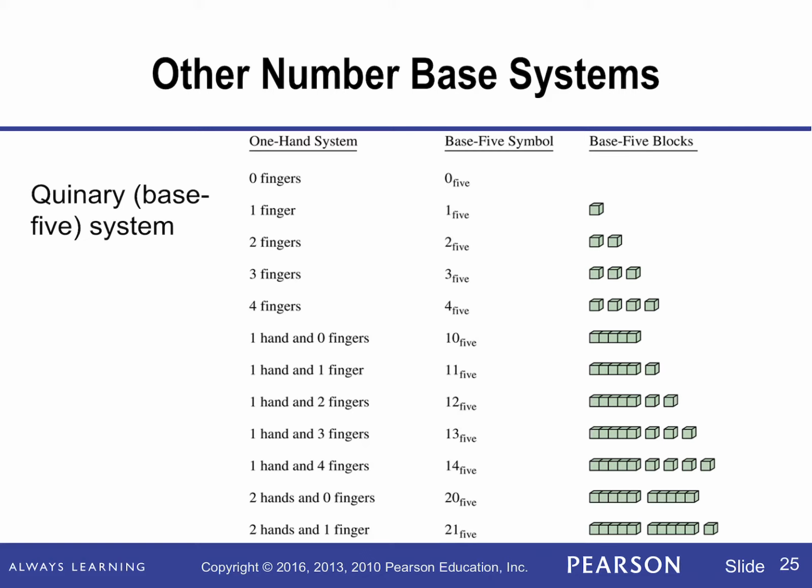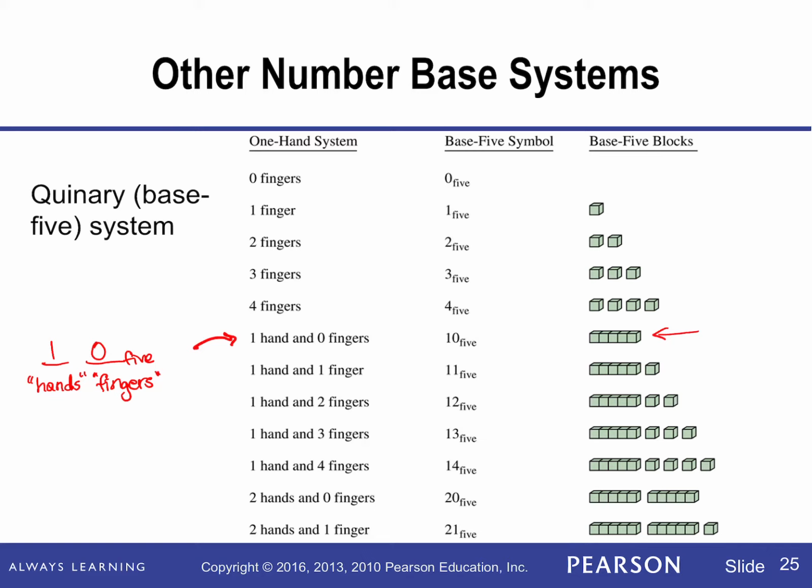Now when I get to 5, I've got my hand up here, and what I have is one hand and no fingers. So I'm going to represent 5 in base 5 as one hand and 0 fingers. So you can think of your place values here as hands and fingers. And so 1, 0, base 5 represents what we think of as 5 in base 10. The image we have now is anytime I get 5 of something, I glue it together. So I have 5 blocks, I glue them together to make a long in base 5.